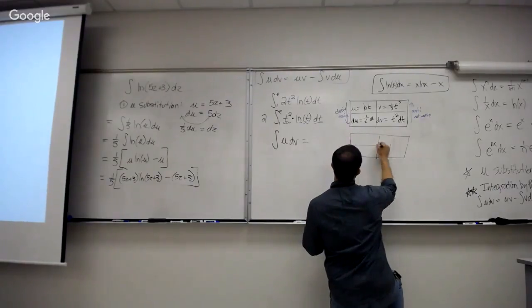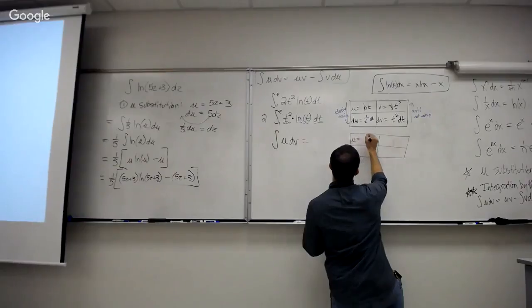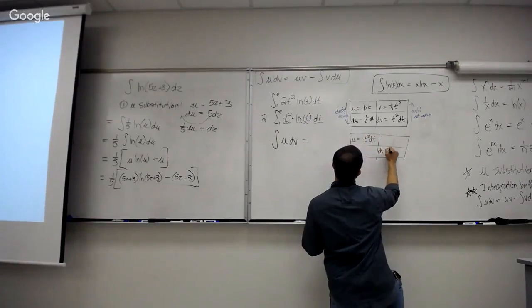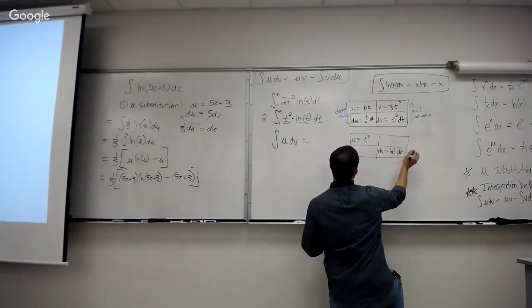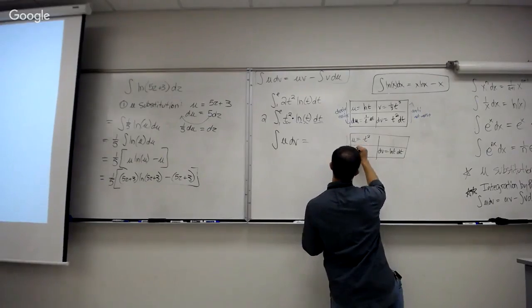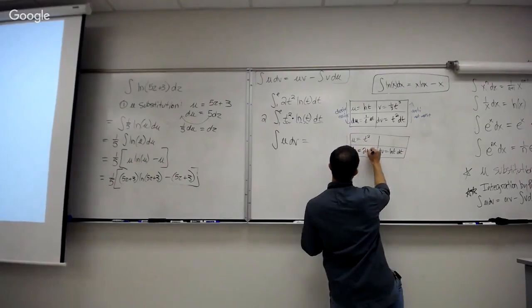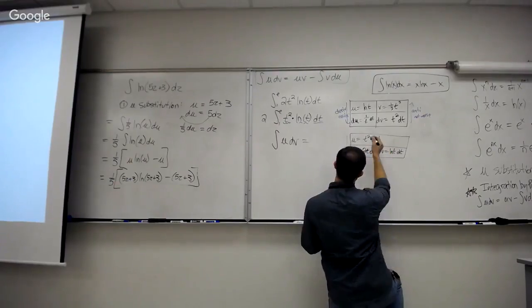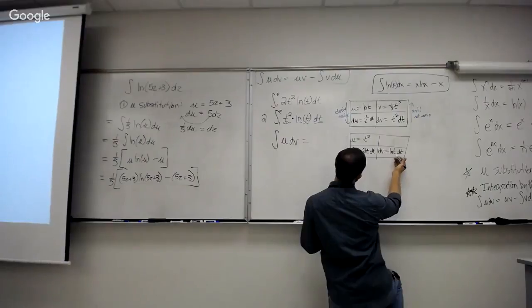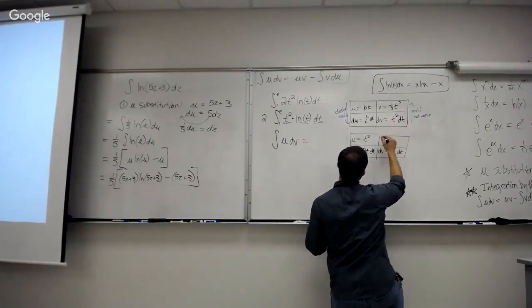What if we had chosen the other way around? What if we had said that u was t squared dt and dv was natural log t? Oops, dt. What would have happened then? Going this way, definitely easier. Because t squared became 2t. But on the other hand, the antiderivative of natural log is that whole nasty thing.